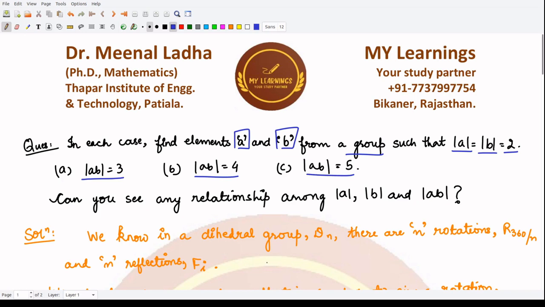In this question we have already learned about the dihedral group, so let's take it here also. The dihedral group Dn gives you the symmetries of an n-sided regular polygon. There are n rotations within it, where dividing 360 by n gives you the lowest angle and the others are multiples of it, and there are n reflections within it. Let's call them Fi.